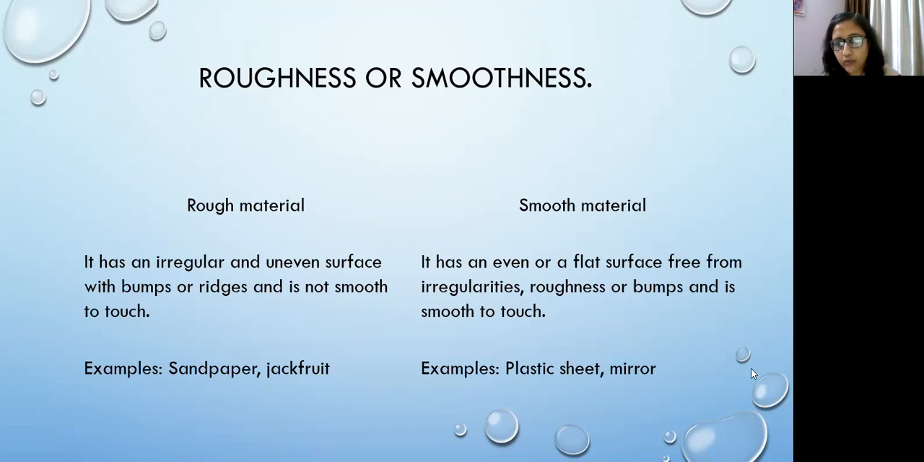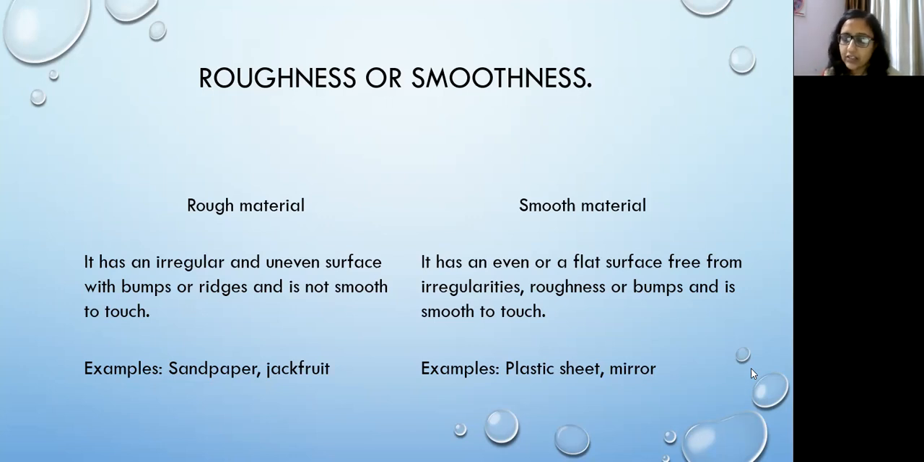Now if I talk about a smooth material, just opposite to this rough material is this smoother one. So it has an even or a flat surface, free from irregularities, roughness or bumps, and is smooth to touch. Examples, plastic sheet or mirror. है ना? Mirror कैसा होता है? If you touch a mirror, it feels good. Okay, it is very smooth. There is no irregularity. There are no bumps on it.